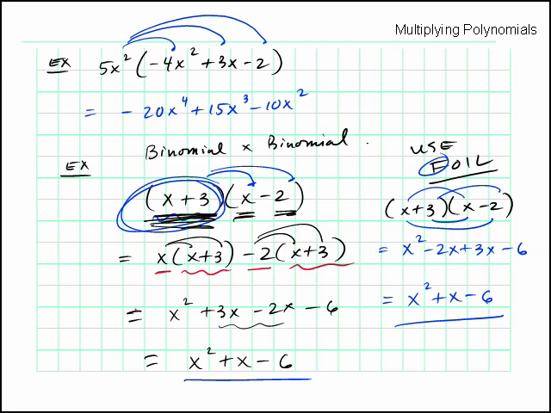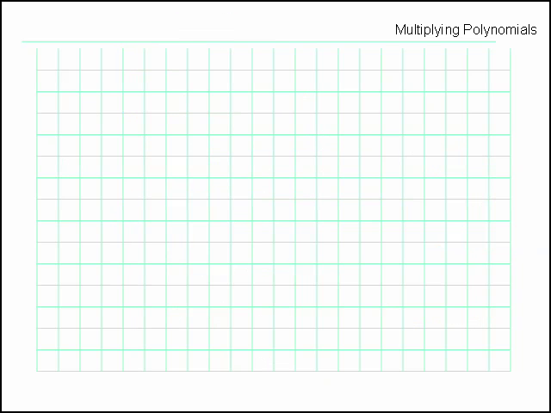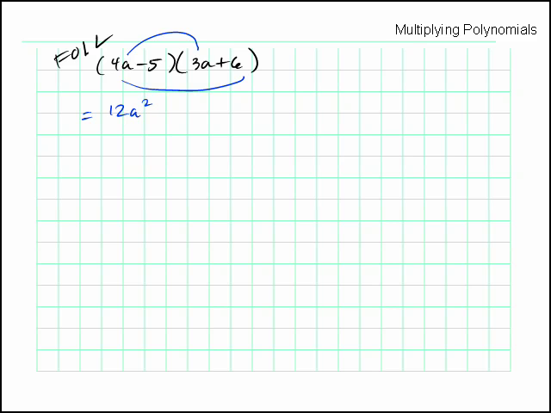Let's do another example of a binomial times a binomial. Let's take 4a minus 5, and we want to multiply this to 3a plus 6. If I use the FOIL method, it would look like this. 4a times 3a is 12a squared. Outer ones, 4a times 6 is 24a. Inner ones, negative 15a. And last one's negative 30.